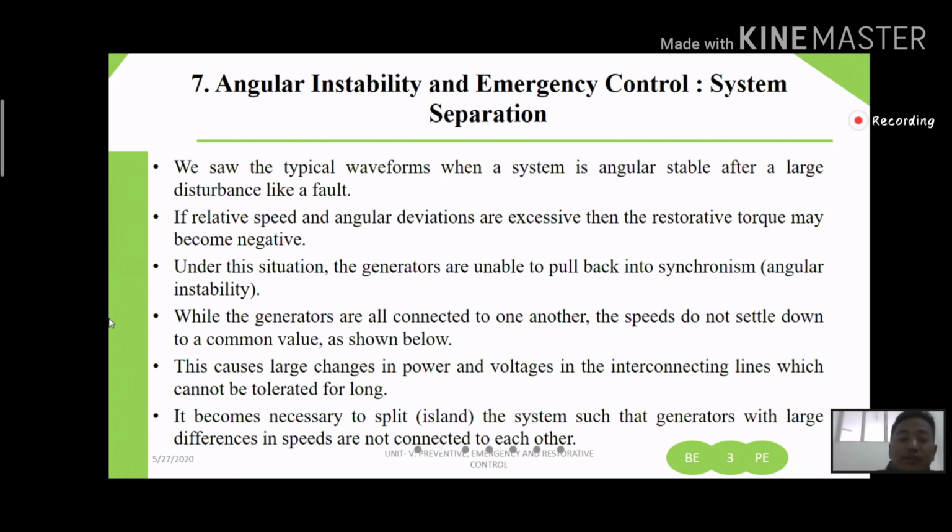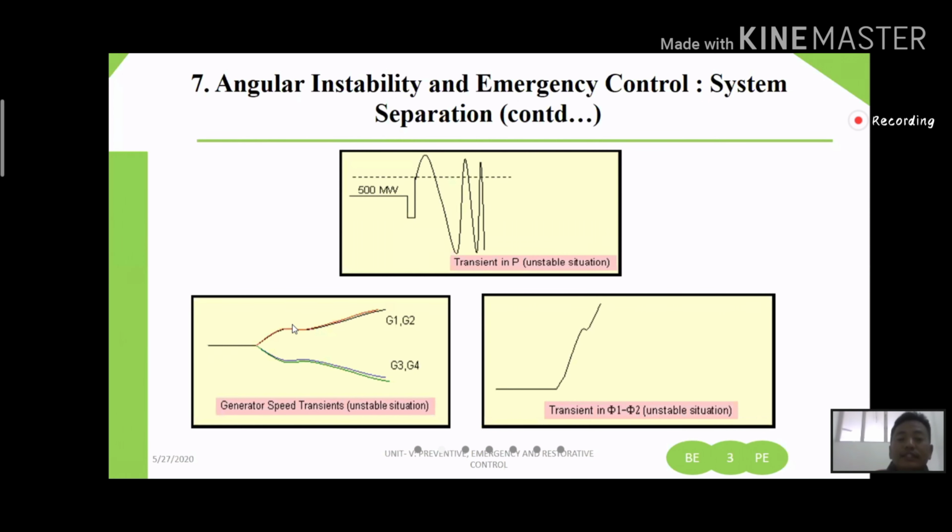Okay, so then we know that generators are connected to one another, right? For the generator case we have considered, the speed will not settle down to a common value, which means we see here. In this case, you can see that power will not show any sign of coming back to the stability or steady state.